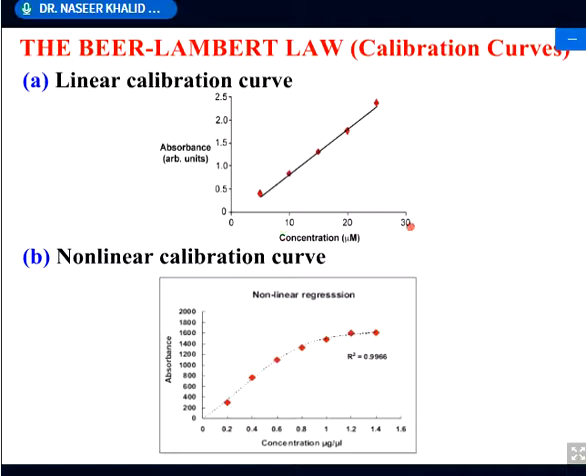These are the standard solutions: standard 1, standard 2, 3, 4, 5. These are the absorbance values against them, and then we plot absorbance versus concentration. And this is the linear one. It means as we increase the concentration, the absorbance is increasing in a regular, linear way, so we will say that this is the linear calibration curve.